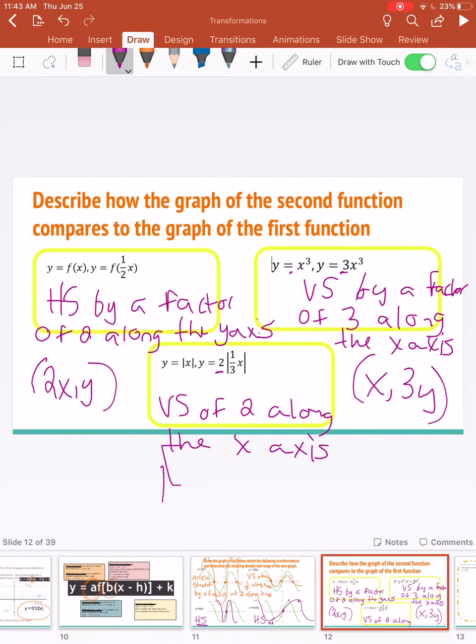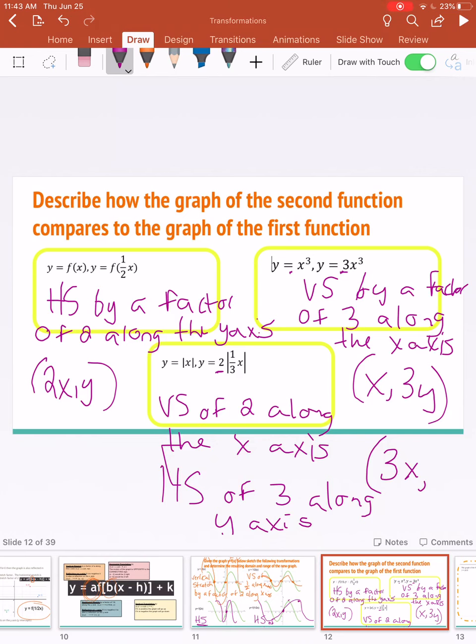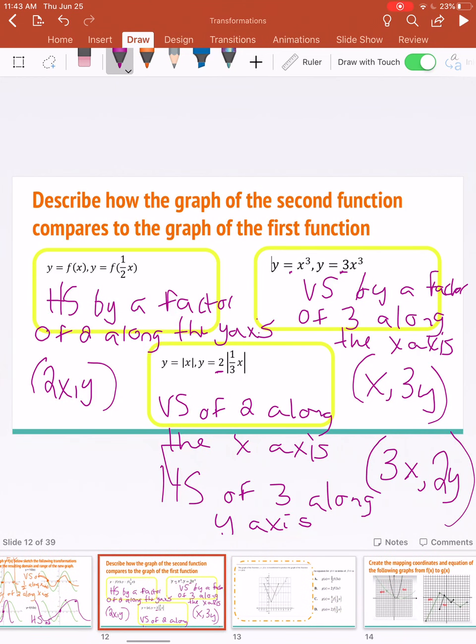And we have a horizontal stretch of 3 along the y-axis. So then my mapping coordinates, I'd be multiplying all my x variables by that horizontal stretch, which would be 3x, and all my y values by the vertical stretch, which would be 2y. Okay. All right. Now, before we move on, I am going to point one more thing.